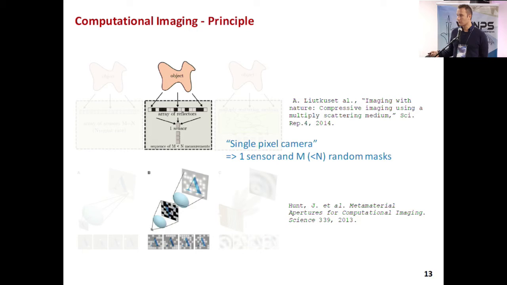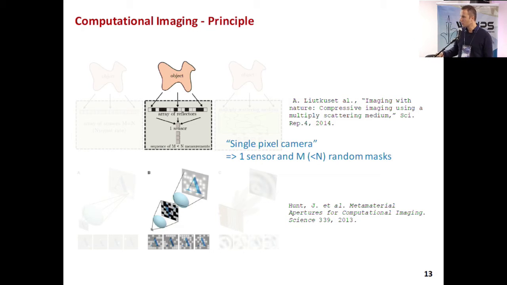It was proposed, I think, 15 years ago now by people from Rice University in the States, this principle of a single pixel camera. In that case, you have only one sensor, and in front of this sensor, you place a mask. And you change to a different mask, and it enables you, with only one sensor, to reconstruct the scene. Practically, it's not of great interest, because as we discussed yesterday, cameras are quite cheap, but it was a very interesting proof of concept to show that in that case you need fewer masks than pixels to image. So we can see that there is something here.